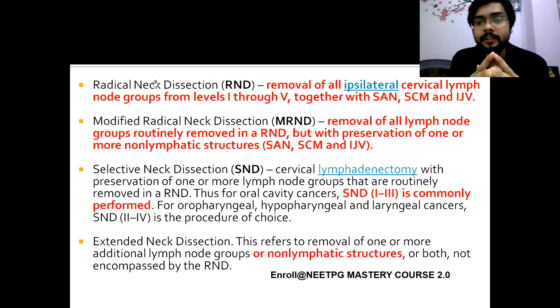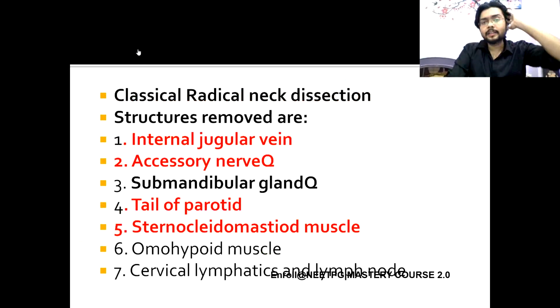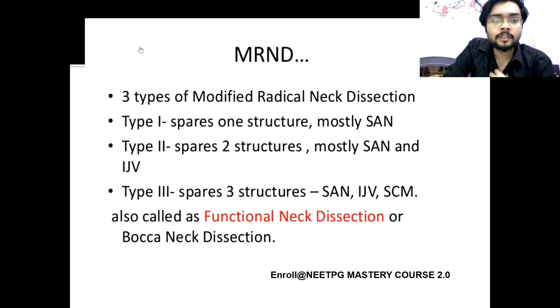Now, in modified radical neck dissection, we remove the cervical lymph nodes, but we preserve the non-lymphatic structures like the spinal accessory nerve, sternocleidomastoid, and IJV. This MRND is further classified into type 1, type 2, and type 3. In type 1, we spare the spinal accessory nerve and remove the sternocleidomastoid and IJV. In type 2, we spare 2 structures, and in type 3, we spare 3 structures. In type 1, we preserve the spinal accessory nerve. In type 2, we preserve the nerve as well as the IJV. In type 3, we preserve the nerve, IJV and the sternocleidomastoid muscle.